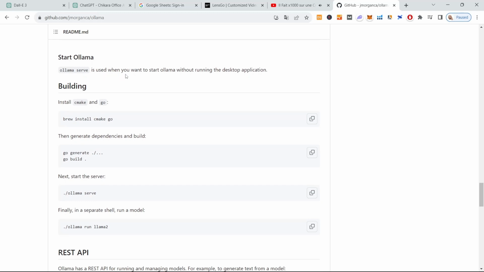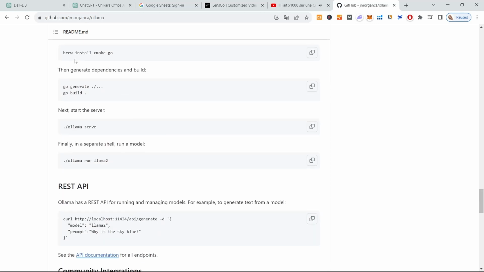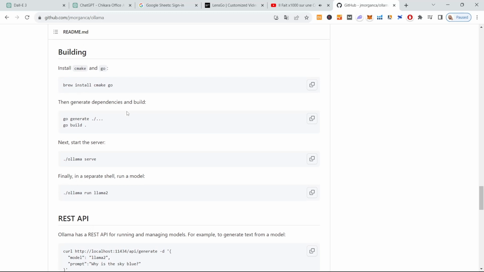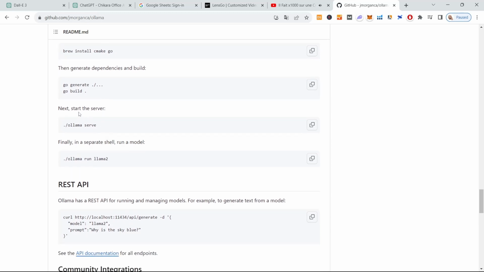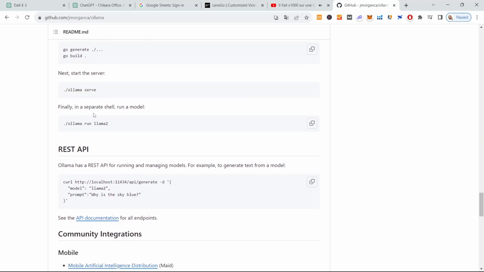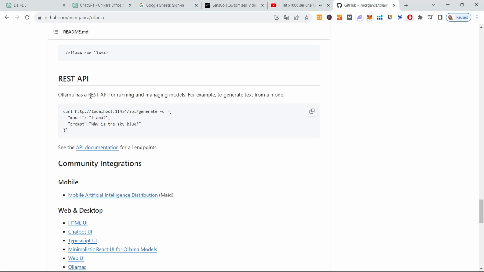Start the Ollama server: ollama serve. That's good. So we're going to go step by step and check that. This is a REST API, so that's good because you can build on top. You can use it for your applications.